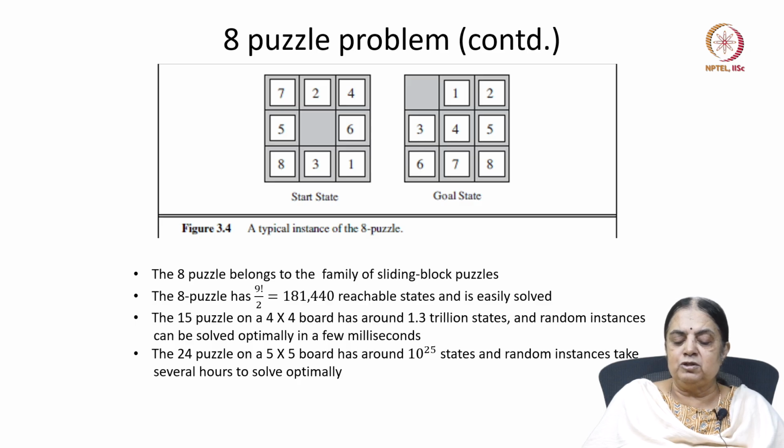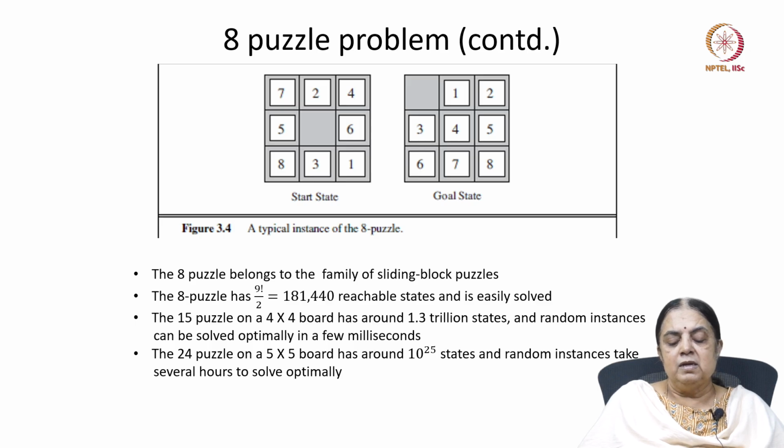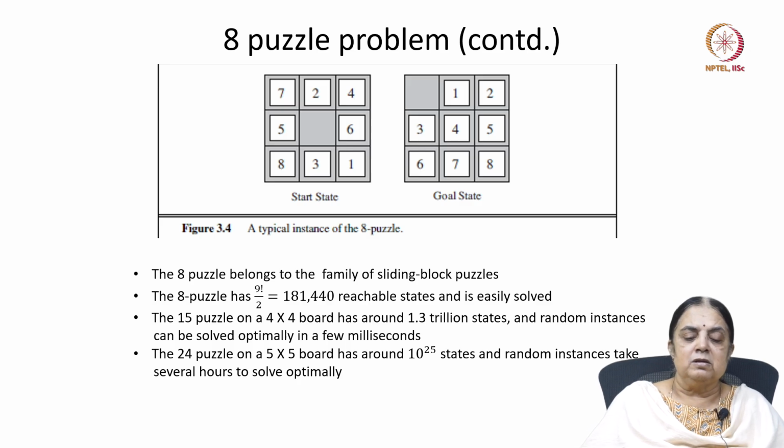So obviously it's a much bigger problem than if you take the 8 puzzle. And like they say, it can be solved in a few milliseconds, right? So it's possible to solve it. And if you take a 5x5 board, which is known as the 24 puzzle, it has 10 to the 25 states, and it takes several hours to solve this. So obviously as you increase the size of the board, the complications increase, the number of states increase, and it takes much longer to solve this puzzle.